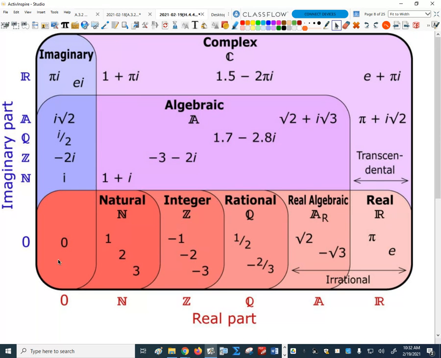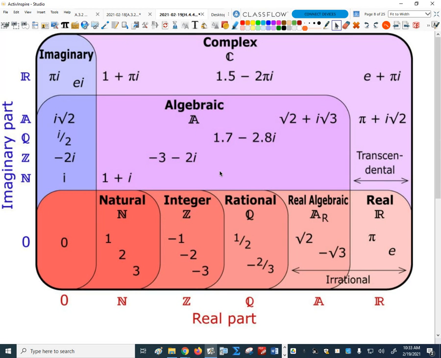We can take the set of pure real numbers down here. This is the set of all pure real numbers, and break those up into natural numbers and integers and rational numbers and real algebraic numbers. That's above the scope of this. That's more of a math theory topic that you talk about in college. And then the set of irrational reals also. Sometimes we call the set of irrationals transcendentals.